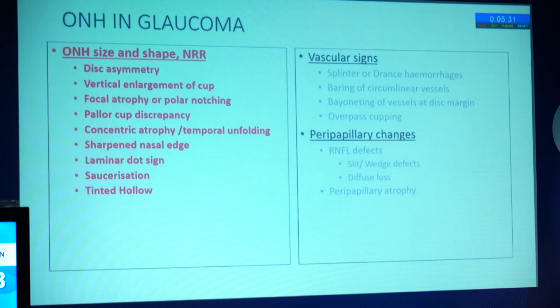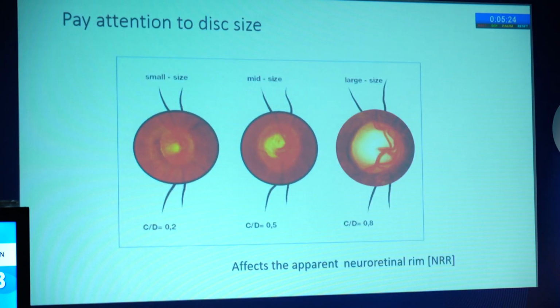So there are various signs of glaucoma. The physical signs of optic nerve size and shape are important. We may have different types of optic disc in the normal population. A normal small disc will have a small cup, a medium disc will have a medium cup, and a larger disc will have a large cup, which affects the neuroretinal rim when we evaluate.